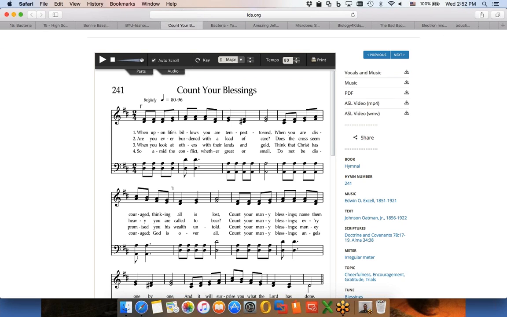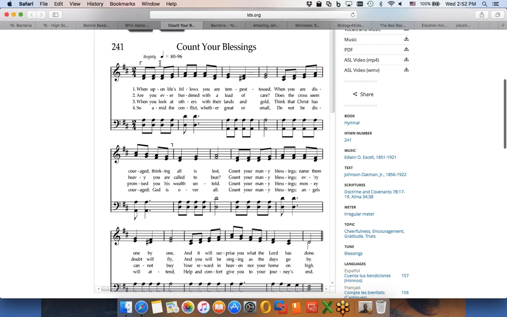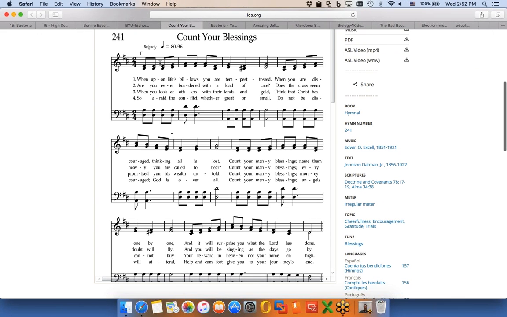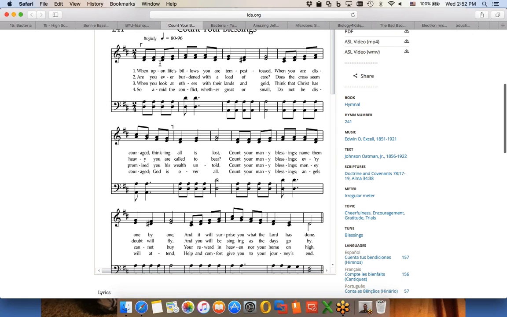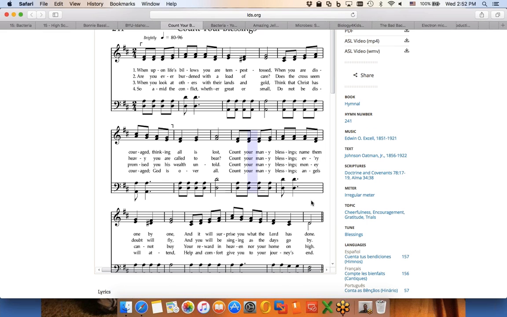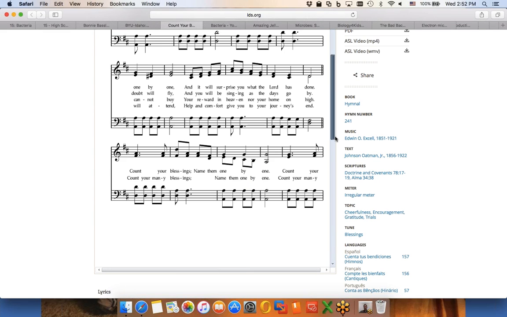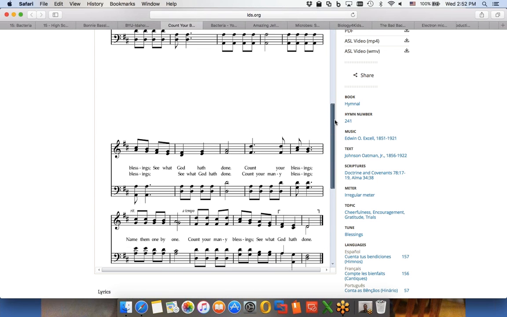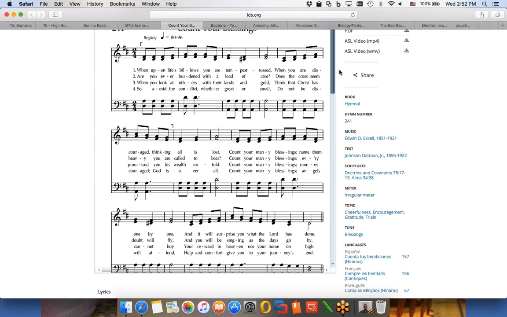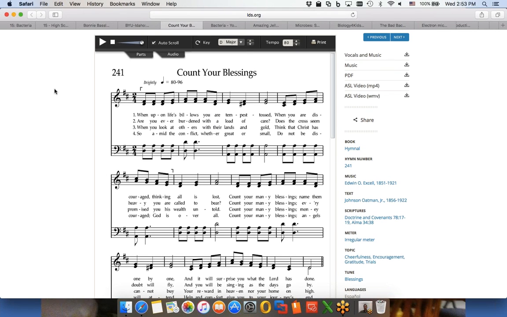Excellent. One of my favorite hymns is this one, Count Your Blessings. This has been a hymn that has really helped me in times when I'm not feeling well, or when I feel down or unjustly treated. So this would be a very good hymn to memorize, to learn by heart.